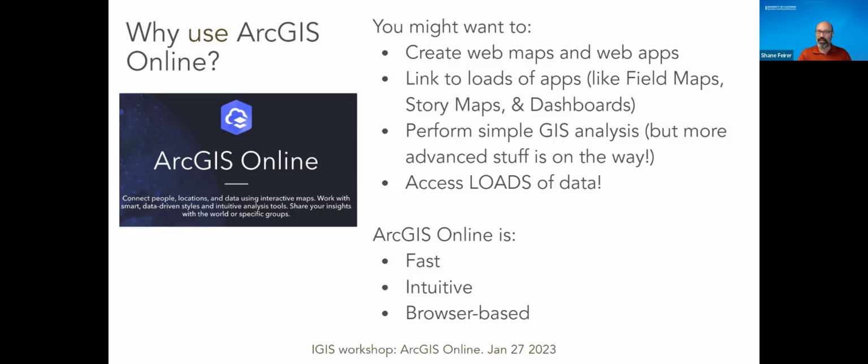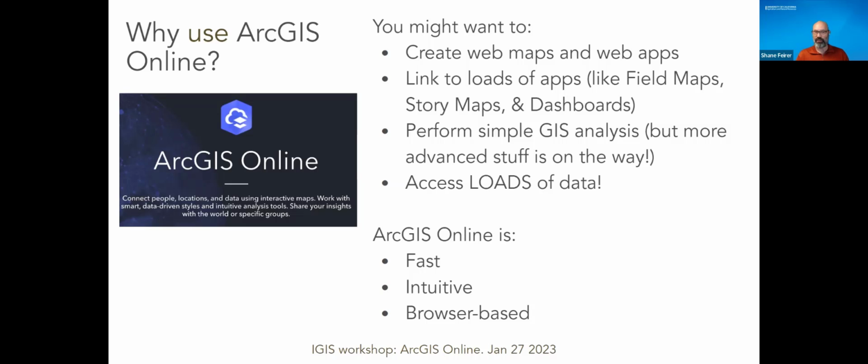With ArcGIS Online, you may want to create a web map or a web app. You may want to create some other apps like story maps or field maps or dashboards. And with field maps, you can have people gather data for you through participatory science. You can also do really simple analyses. At least until just recently, you could do an analysis with vector data, points, lines, and polygons.